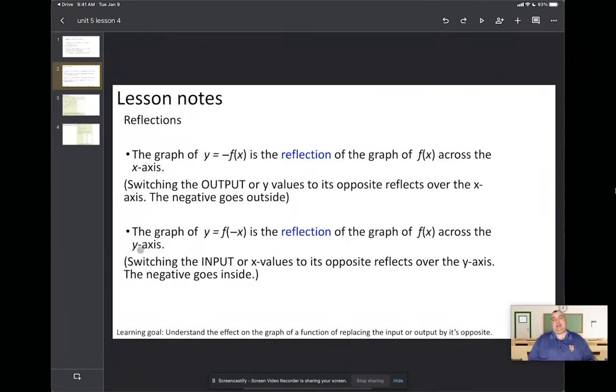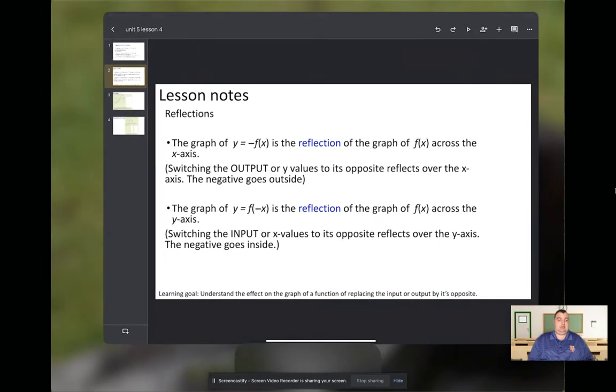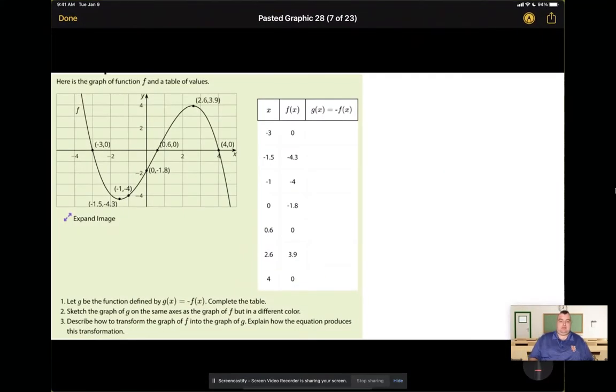A y-axis reflection is the exact opposite. In a y-axis reflection, the negative goes inside, meaning we switch the inputs, and the inputs of a function are the x values. So when the negative is on the inside, we switch the inputs or the x values. Really, it's the opposite. When we do an x-axis reflection, we change the y values. When we do a y-axis reflection, we switch the x values. Simple as that.